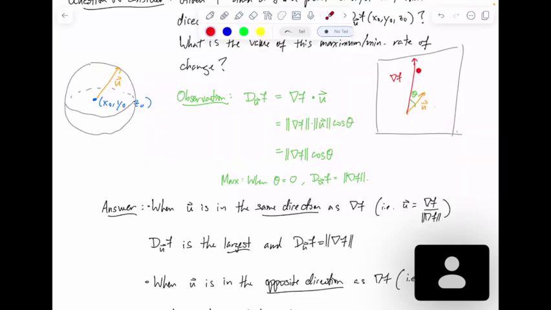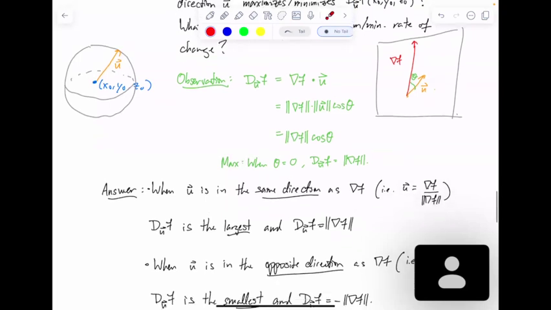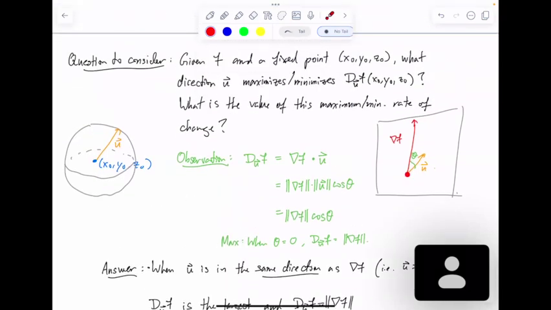We figure that if u points here, you're changing the most. When u points here, you're changing the least. In which direction do you not change at all instantaneously at that point? So the question here is, I fix a point, x naught, y naught, z naught. I have a function at this point, and I'm asking, in which direction does the directional derivative of this function achieve its maximum, and its minimum? And in which direction does it achieve 0? In which direction does a function in essence not change instantaneously at all?